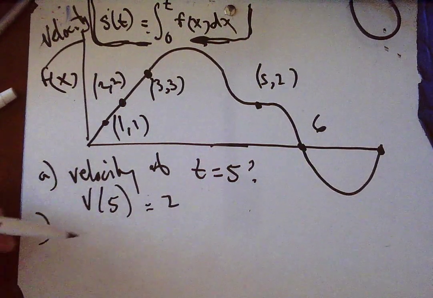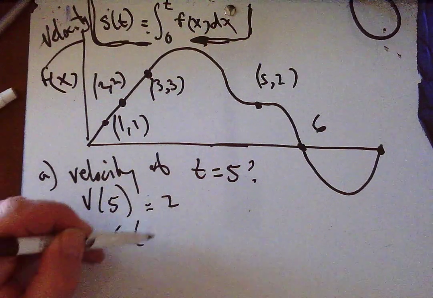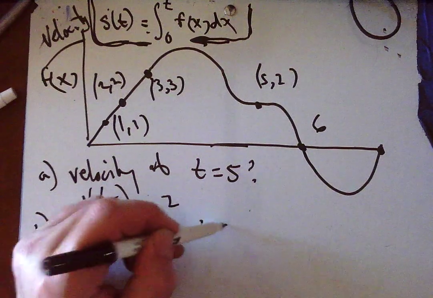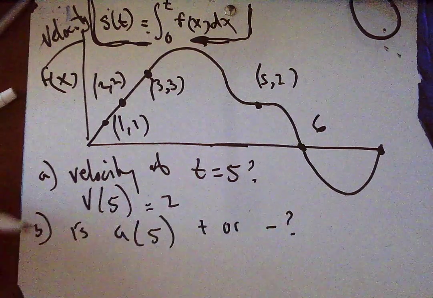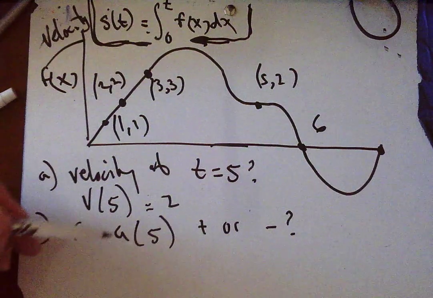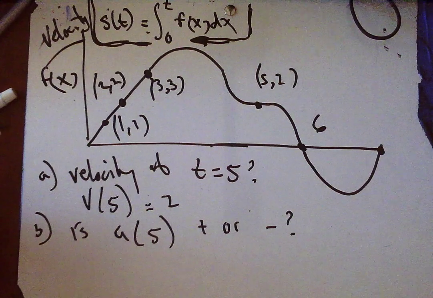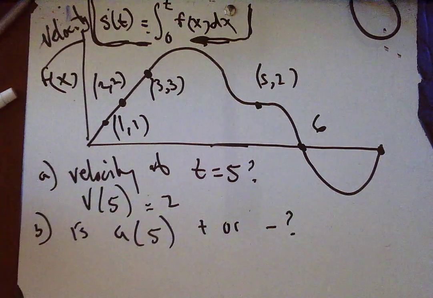B. What is A of 5, positive or negative? Well, let's think about that. Remember, acceleration is the derivative of velocity. Another word for derivative is slope.